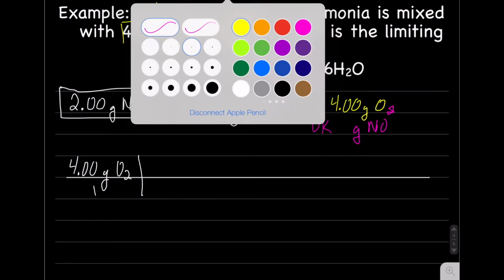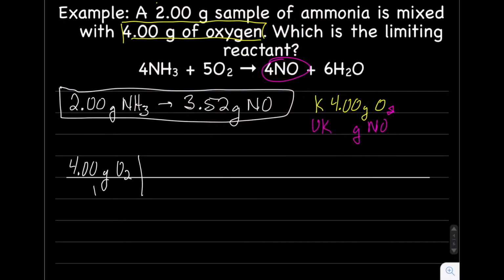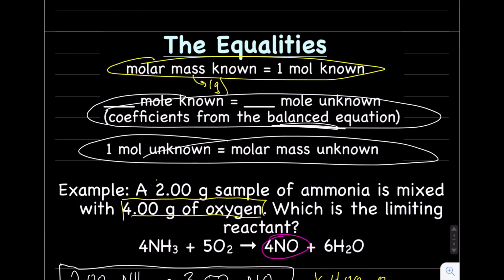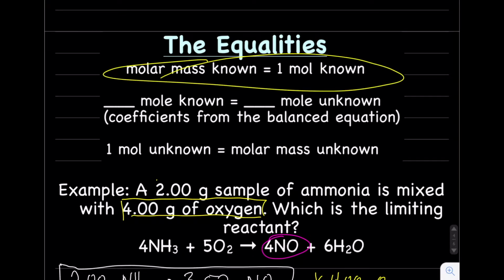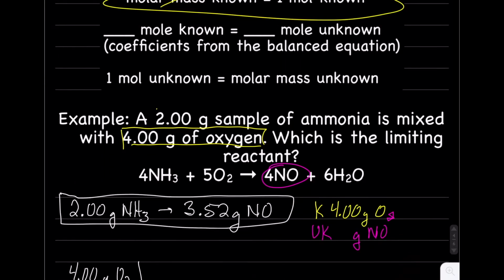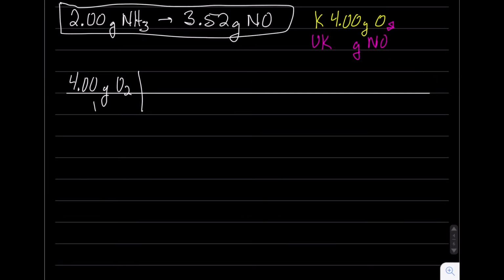All right, so we're going to go through this whole process again. So step 1, we're at grams of oxygen, which is our grams known. Clean up that mess. Which one starts with grams known? Molar mass of known equals 1 mole of known. So molar mass of oxygen, 1 oxygen is 16.00 grams, but we have 2 of them. So 32.00 grams O2 equals 1 mole O2.